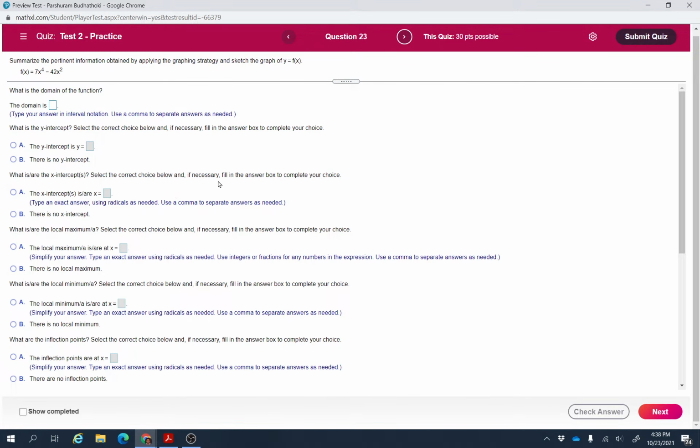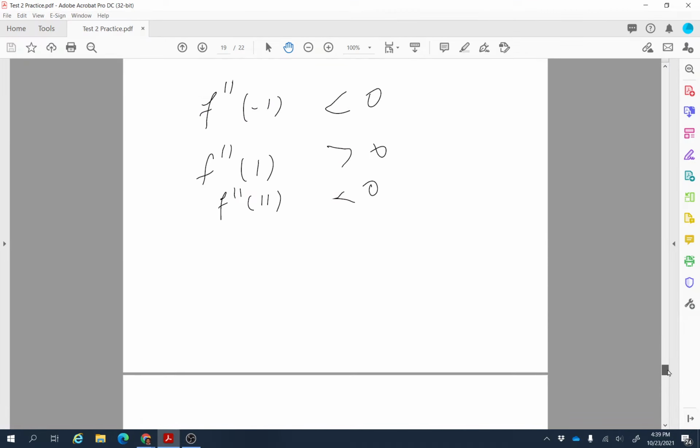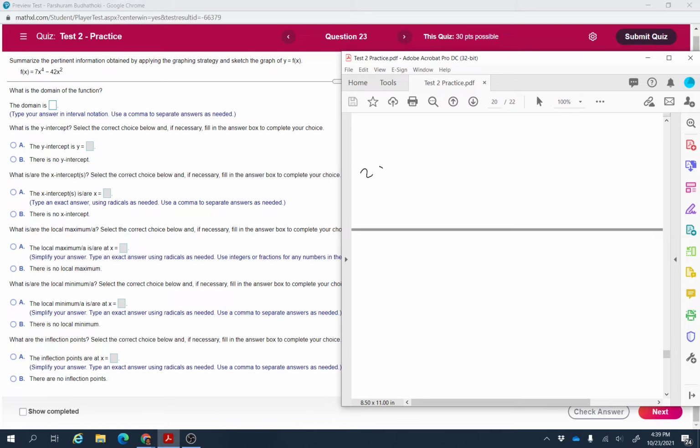This is a very similar question. We have a function. We need to find the x and y intercepts, where the function has a local maximum, and then the inflection point. So again, we need to find the second derivative, and the x and y intercepts. This is problem 23. This time I'm going to be double careful.